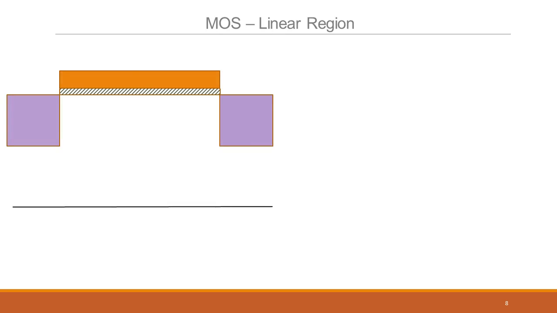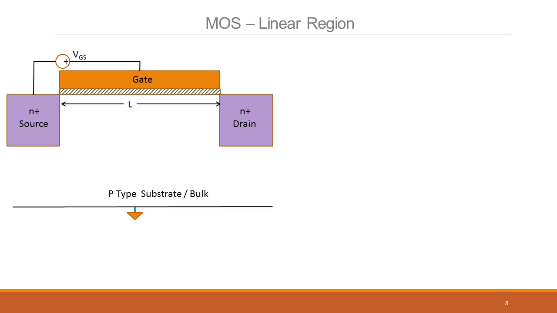So let's take a MOS in a linear region. There's a gate, the N plus drain and N plus source, and a P-type substrate bulk which is grounded. Now I'm making a slight shift. I'm going to supply the gate relative to the source. I'm going to call that VGS. The length of the channel is called L. And when VGS is above VT, you get a channel.